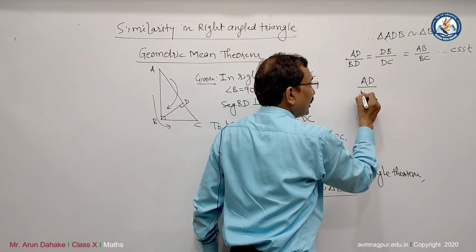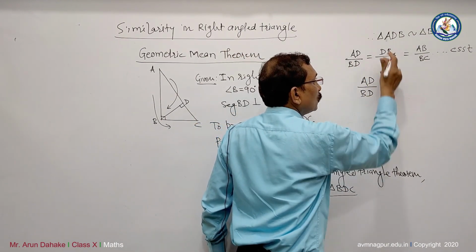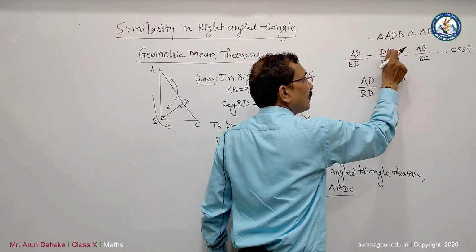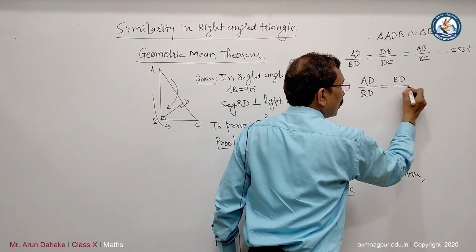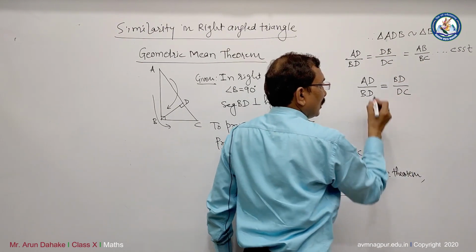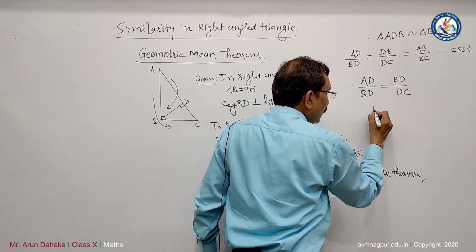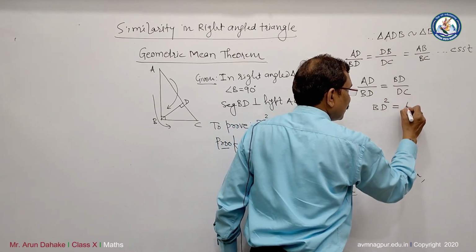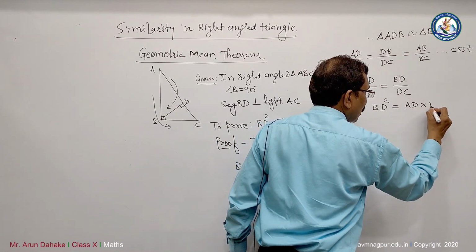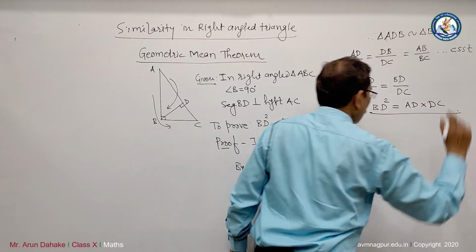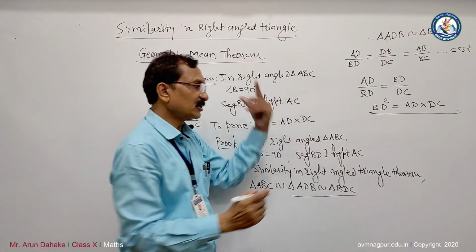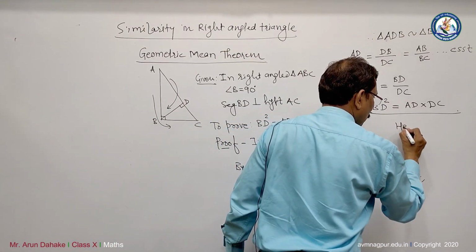AD upon BD is equal to, right here DB instead of BD, BD upon DC. And BD into BD, BD square is equal to AD into DC. By cross multiplication, we will get the result here. We have got this one. See here, BD square is equal to AD into DC. And like this, hence proved.